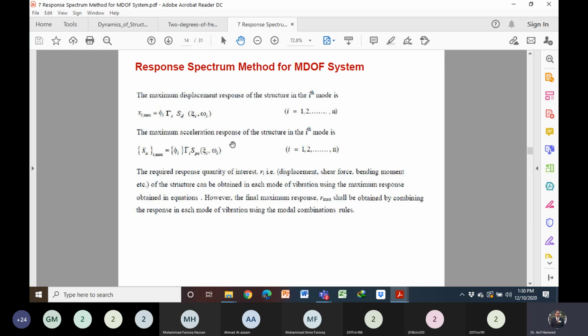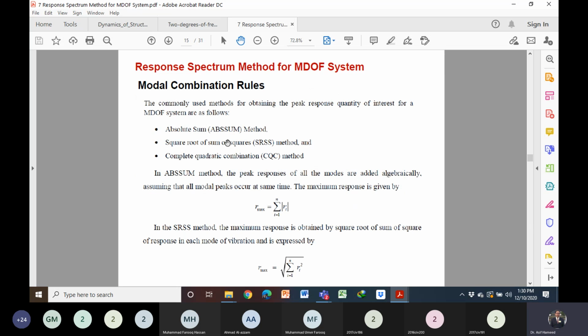But we are interested to find out the total response. How can we calculate the total response? We can use the modal combination rules. What are the modal combination rules? The first method is absolute sum method. The second method is square root of sum of squares method. The third method is complete quadratic combination method.